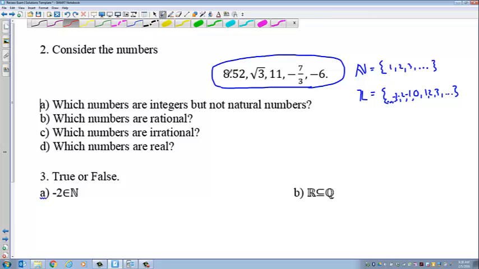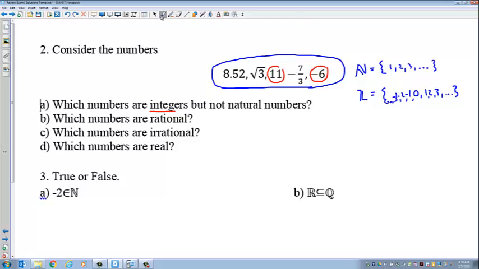Okay, so for looking at these things, I first look at the number 8.52, and it's not an integer. Square root 3 is not an integer, but 11 is an integer. Negative 7/3 is not an integer, but negative 6 is an integer. Those are all integers. But we want to take out the ones that are natural numbers. 11 is a natural number, so we have to X it out. Negative 6 is not a natural number, so you want to keep it. So there's just one answer here, negative 6.